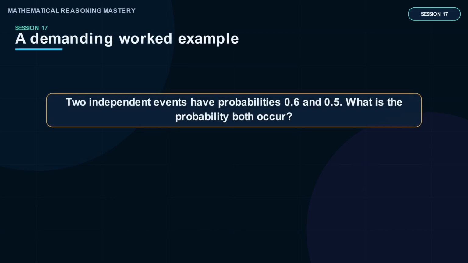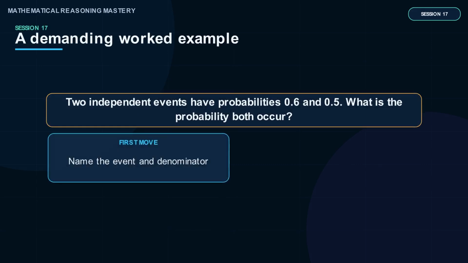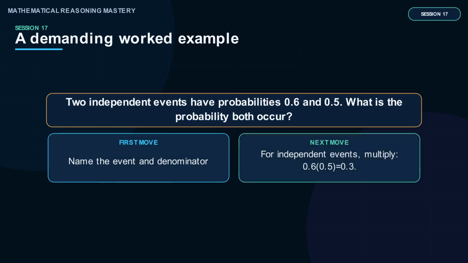Here is the challenge. Two independent events have probabilities 0.6 and 0.5. What is the probability both occur? Restate what is requested before touching the choices. The first move is to name the event and denominator. Apply it directly to the quantities and conditions in this problem. Now use the core reasoning. For independent events, multiply: 0.6 times 0.5 equals 0.3. Keep each equality, comparison, or unit conversion visible.